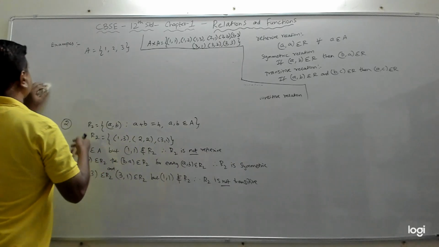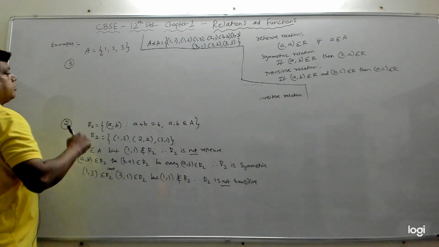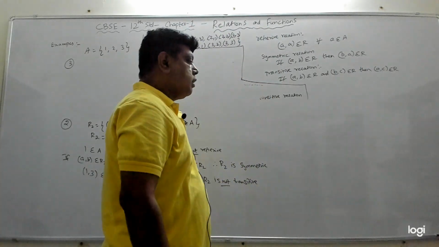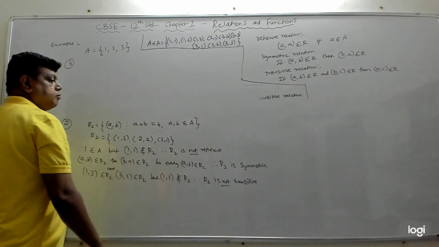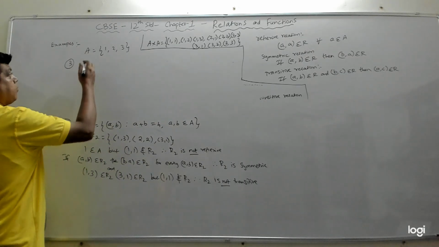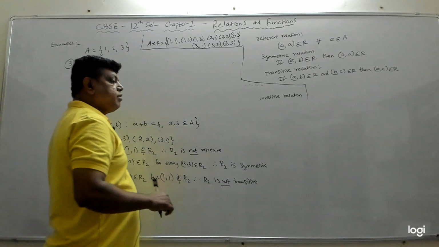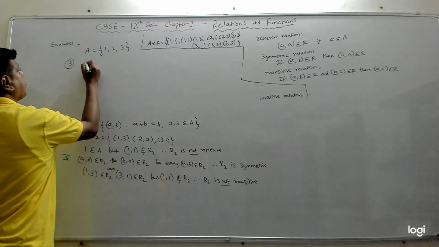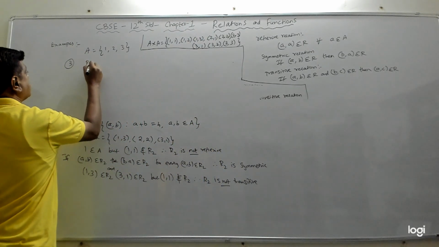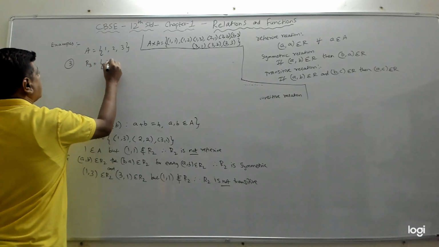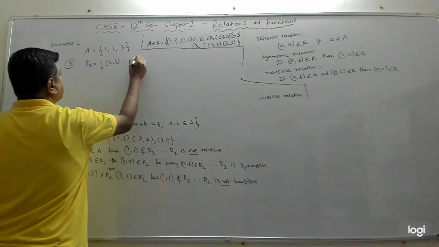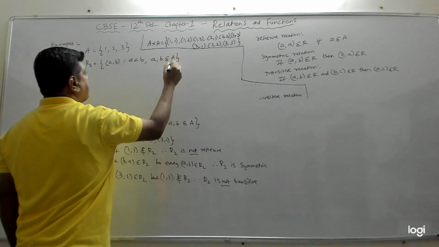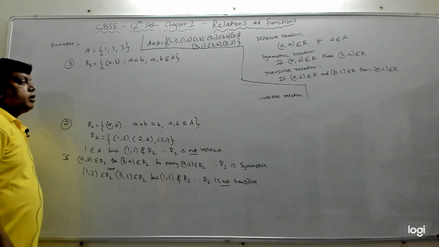So we'll take one more example, the third example. Suppose A is the same set {1, 2, 3}, and we are going to define a relation R3, the third relation, as the set of all (a, b) such that a is less than b, and obviously a and b both belong to A.